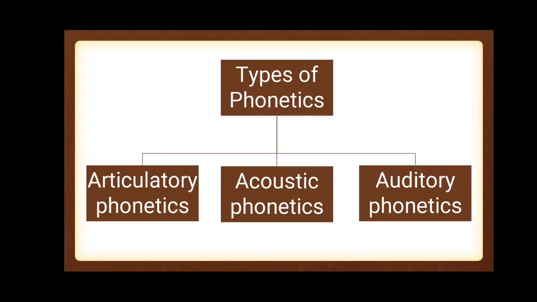Now here we are with types of phonetics. Phonetics is actually the systematic study of the production of speech sound. Then this production of speech sound is further divided into three other types. Now first is called articulatory phonetics, the second is called acoustic phonetics, and the third type is called auditory phonetics.